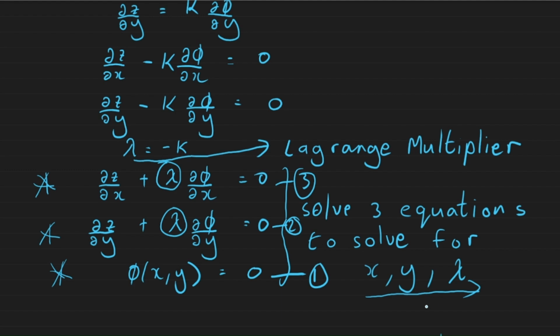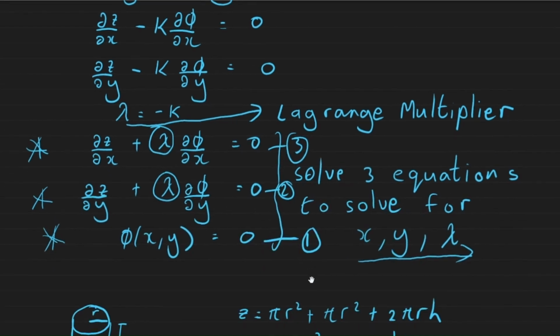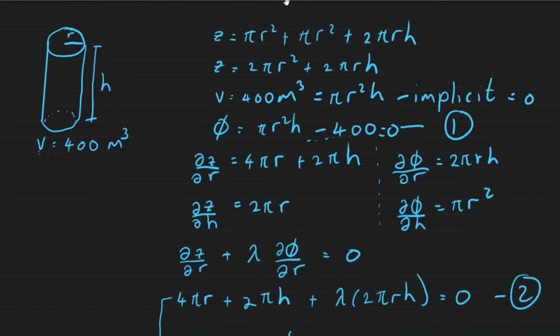Remember that our problem is we need to find the stationary point of our function subject to this constraint. So we are solving for x and y. This is the point that is the objective of everything we're doing. And we use the example of the cylinder. We see that we want to minimize the surface area, that's our function, z. And our constraint is that it must hold a certain volume.